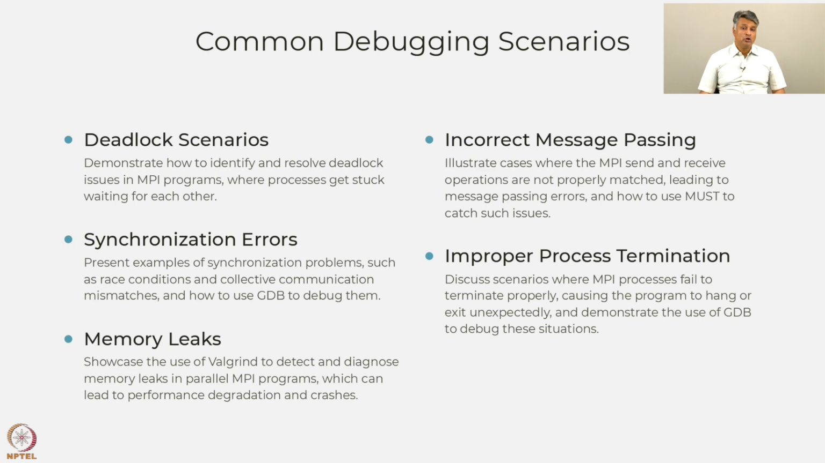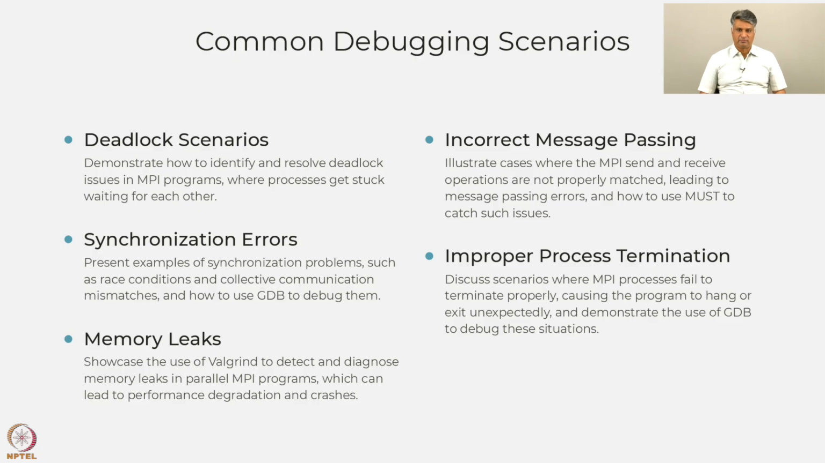We can use GDB and go through the step process. We can then print out the variables as we step through each line of the code and figure out where these synchronization errors take place. We can use Valgrind to detect memory leaks, essentially to look at unallocated memory or memory that has not been freed, which can result in performance degradation or sometimes even crashes. Incorrect message passing: sometimes you could have improperly matched MPI send and receive, which results in message passing errors. We must use the tool called MUST to catch such issues if things are going bad.